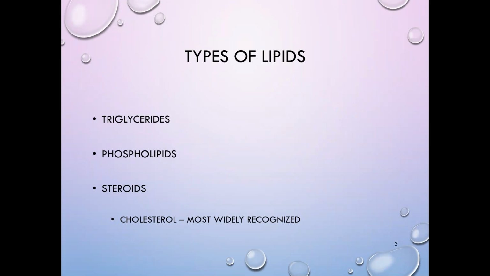So the types of lipids. First there's triglycerides, which is a major storage form of fat in the body and the only lipid that is for energy source. Next is phospholipids, which are used for building plasma membranes. And then there's steroids, specifically cholesterol is what we're mainly looking at. And this is the most widely recognized of the steroids there.